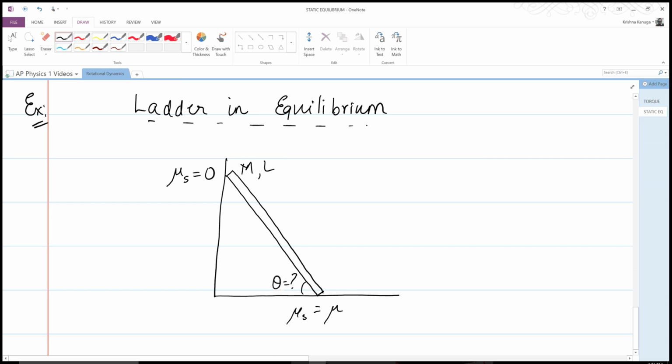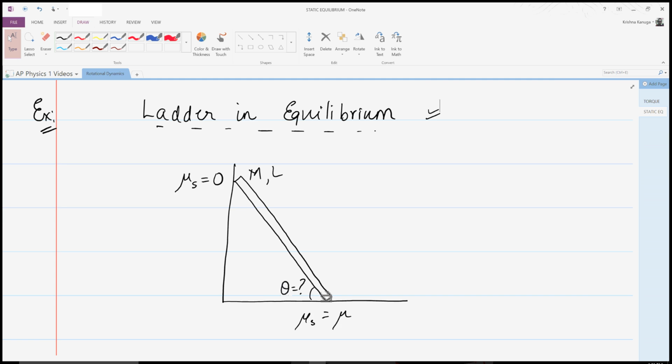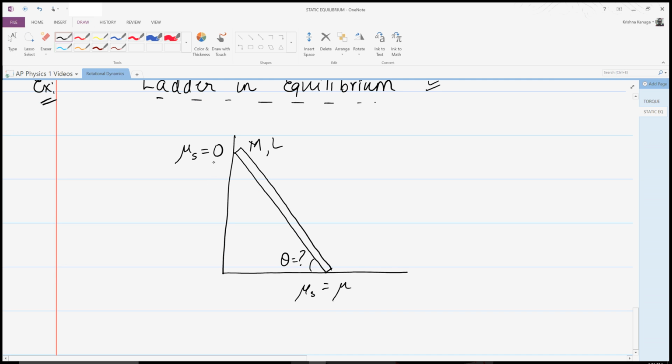All right, so here's another problem where we will try to use torques and stuff to determine some equilibrium conditions. This is a ladder that is at some angle, and what you're told is that the only place the ladder experiences any friction is on the floor. We'll assume that the wall is frictionless.